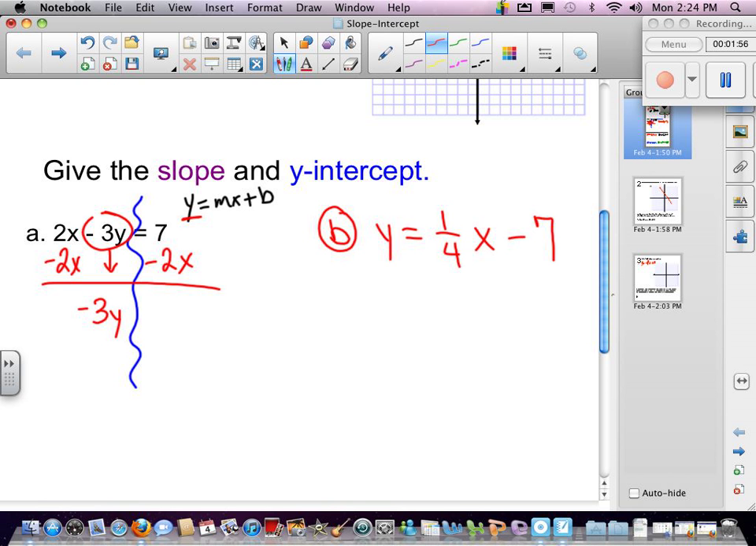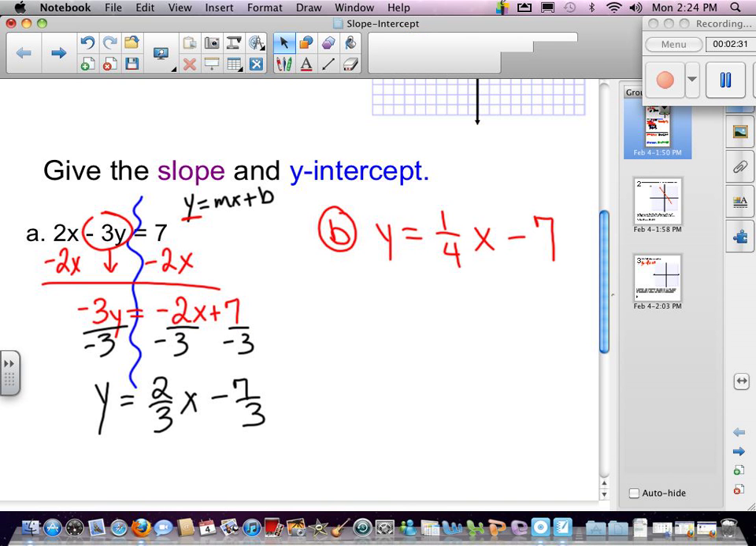Negative 3y equals negative 2x plus 7. The next step in solving for y is to divide everything by negative 3. Okay? And we could put negative 3 under everything on the right side just one time, but then we're going to end up separating it anyway. So we'll just go ahead and separate it now. So when you cancel things out, you're left with y equals positive 2/3 x minus 7/3. So if we're giving the slope and the y-intercept, the slope is going to be 2/3, and the y-intercept, which is b, would be negative 7/3.